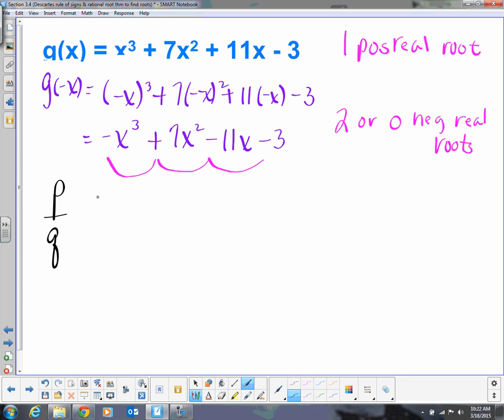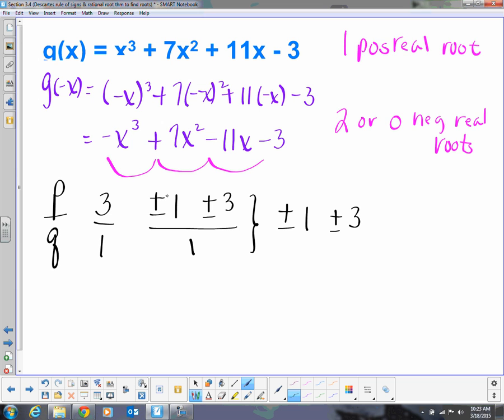What's P? 3. And what's Q? So what are the factors of 3? 1, plus or minus 3, over 1. What are my possible combos? 1 and 3. 1 over 1, 3 over 1. So now let's set up our synthetic division. We've got 1, we've got 7, we've got 11, and we've got negative 3.